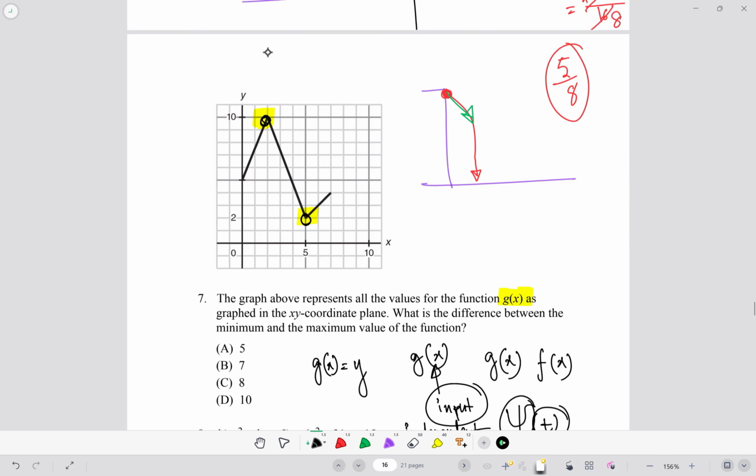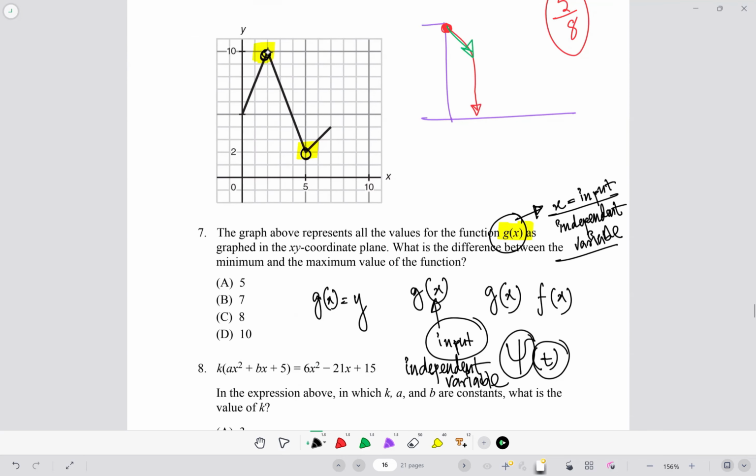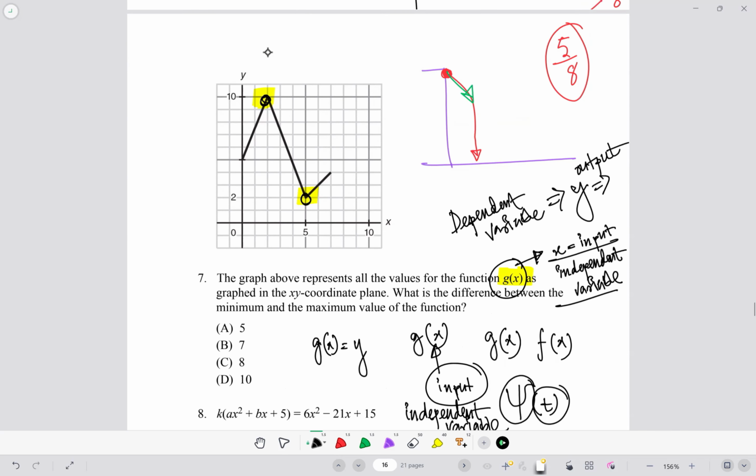So here in this particular problem, for g of x, x is the input and also the independent variable. Our dependent variable, or output, would be y. So you need to subtract the y values.